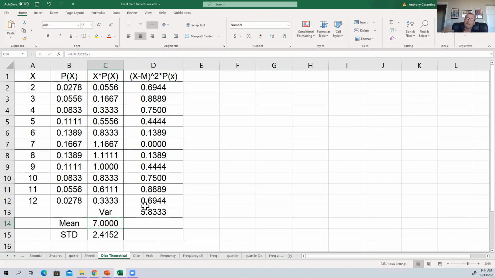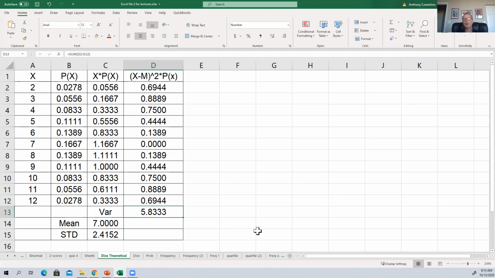And so the other idea is, what is the standard deviation? Well, here, basically, you take the X minus the mean, and then you square it, and then you multiply times the probability. So I did this in this column. And then when you add this whole column up, you get the variance.